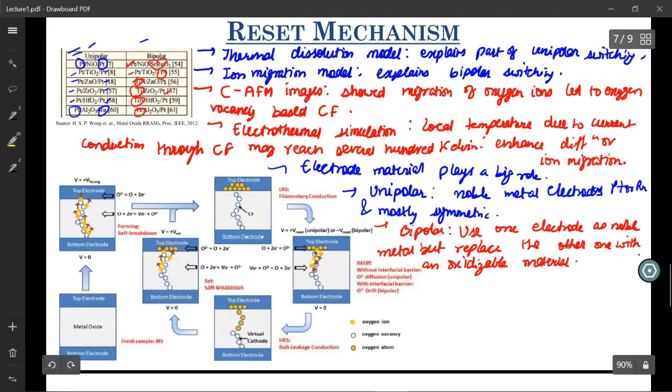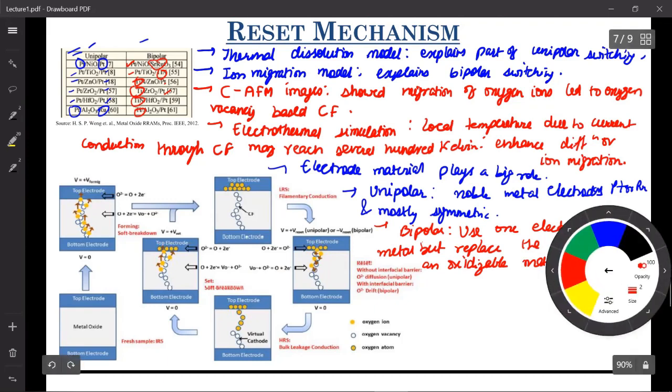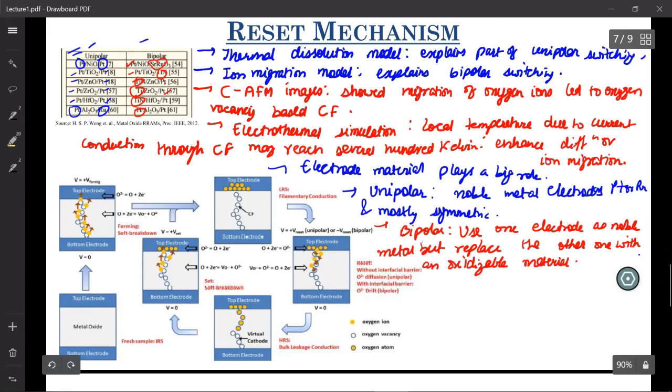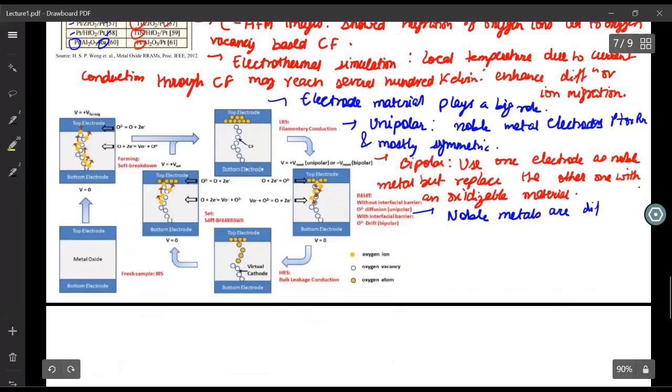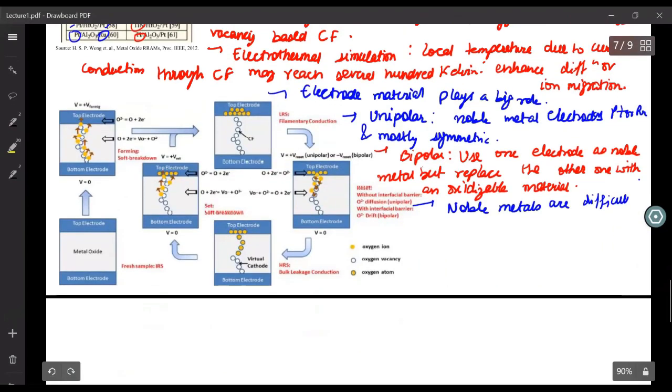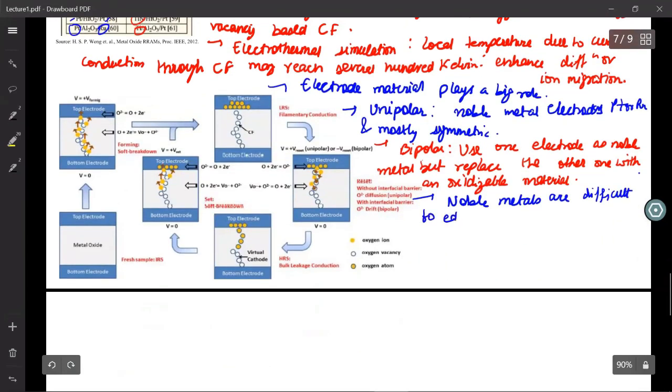So they replace it with oxidizable material. And now, what are the other problems with platinum or these noble metals? The noble metals are difficult to etch. Since they are not so reactive, they are also difficult to etch. So let me just write that. They are also difficult to etch.